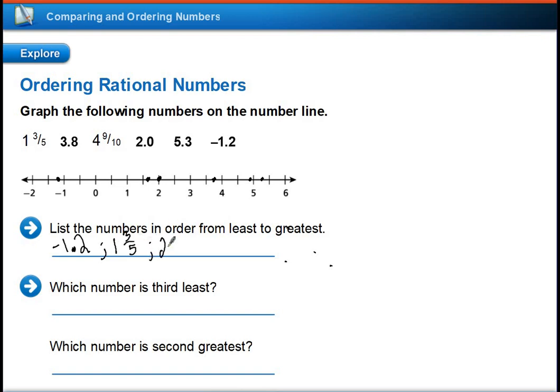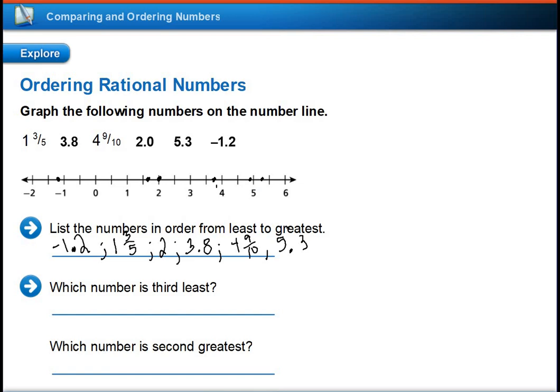After that, we had 2. After the 2 came the number with the 3, which was 3 and 8/10. Because I know I'm still between 3 and 4, so that one has to start with a 3. Here I'm between 4 and 5, so I know it starts with the 4, so that's the 4 and 9/10. And then my last number was the 5 and 3/10. Okay. So I wrote my numbers from least to greatest, and I did so using the number line, working my way from left to right on the number line, left being the smallest, right being the largest.